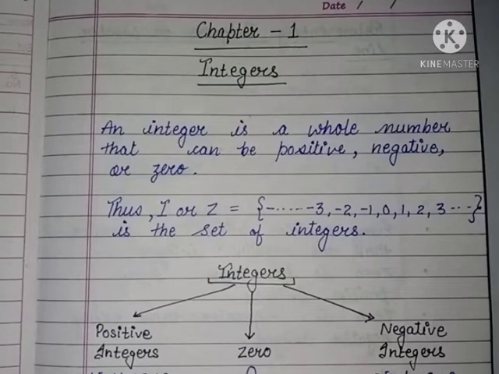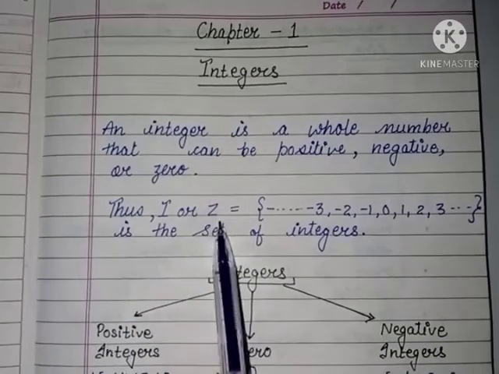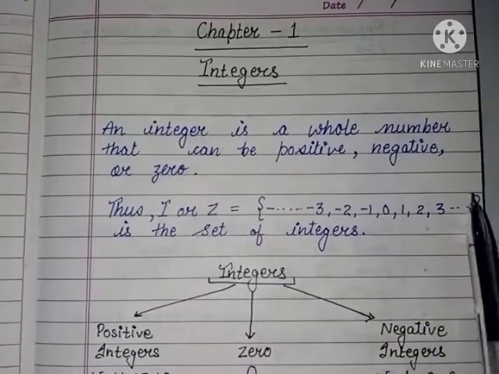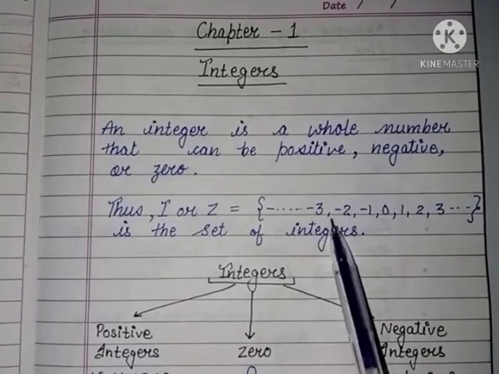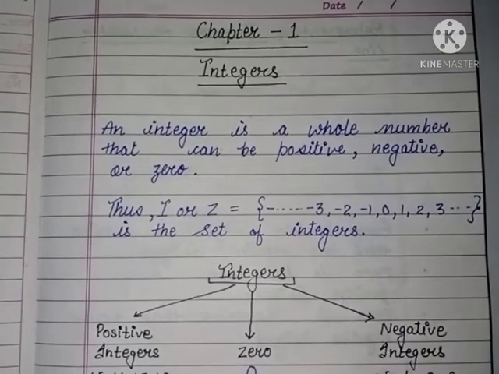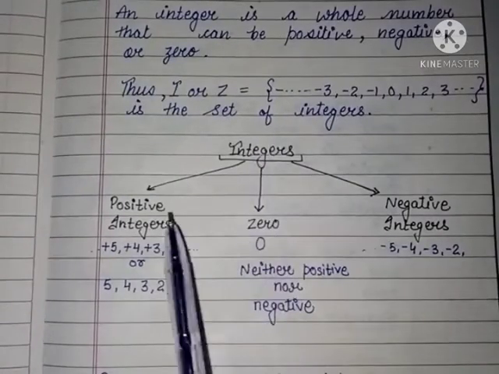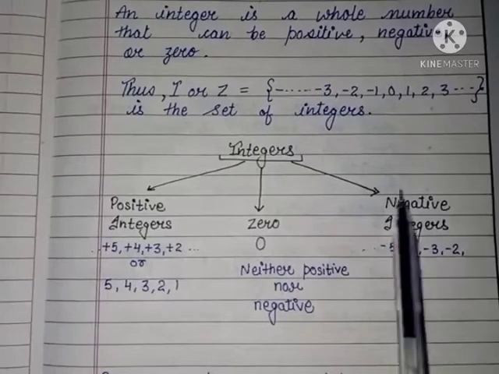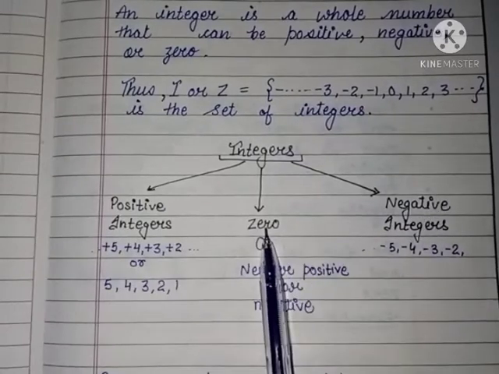But what are integers? Integers are also whole numbers, but integers can be positive as well as negative. We denote it by I or Z. So an integer is a set of positive or negative whole numbers. An integer can be a positive integer, a negative integer, or 0.